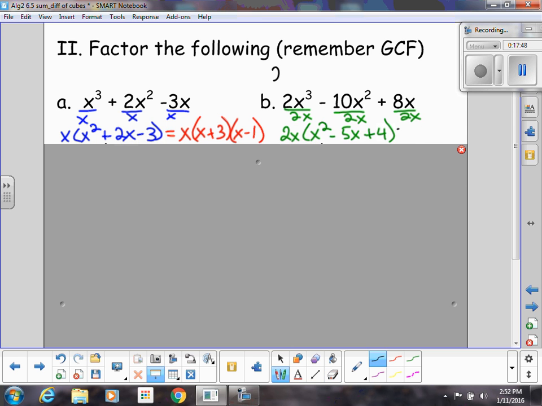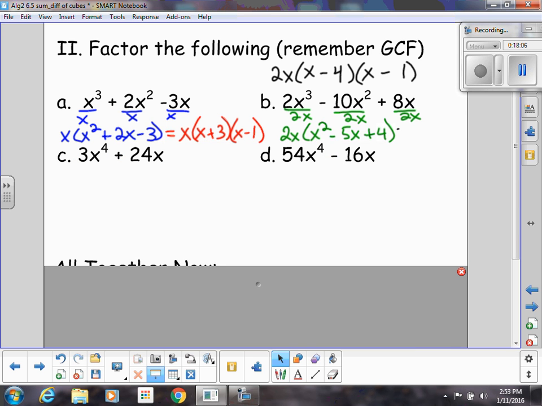So above here, I'm going to put my 2x, and then I'm going to split up the single parenthesis into 2 parentheses. So what two numbers multiply to give me 4, add to give me 5? Well, that's 4 and 1, and they both have to be negative now. Okay, so that's all we're doing, we're just combining a few methods together.